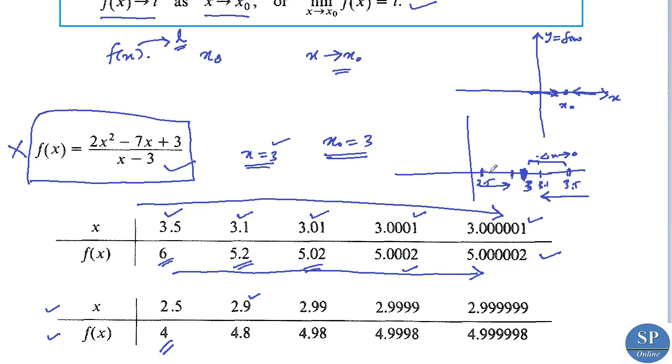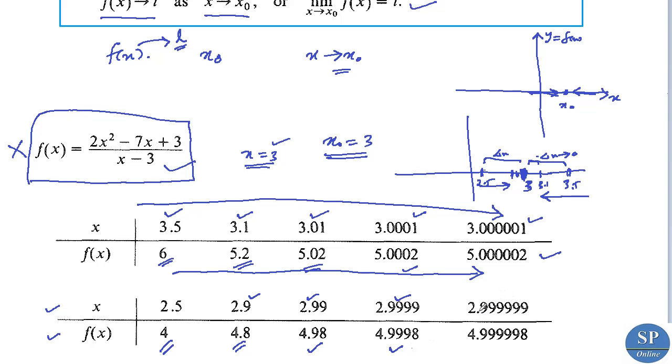Okay, so that is, we are decreasing this length. At that point we get the function value 4.8. Then we are increasing again, that is 2.99. It will be somewhere here. So the corresponding value will be 4.98, and then for 2.9999, we get the value of f of x as 4.9998.